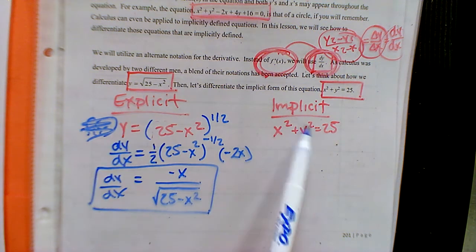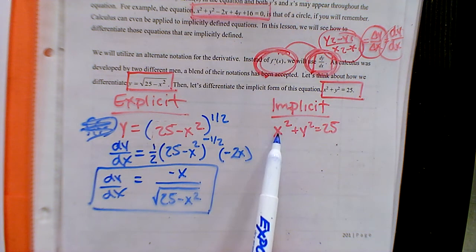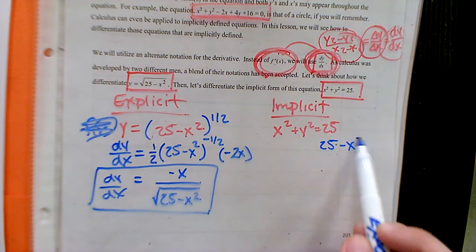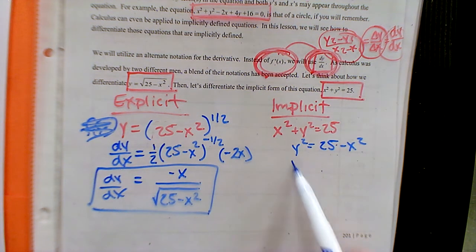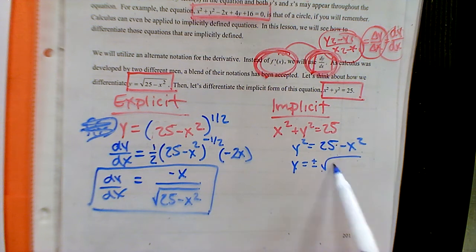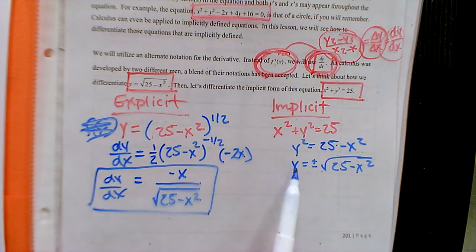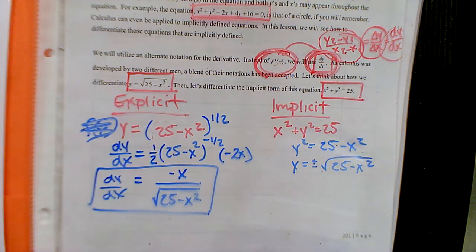If you tried to solve this one for y, wouldn't you have to subtract the y squared over? You don't have to write this down, I just want you to realize this. We would subtract the x squared over and then square root both sides. Technically, we would need a plus or minus, but isn't this y equals the square root of 25 minus x squared, just like this one is? So these two are the same exact equation, they just look different.